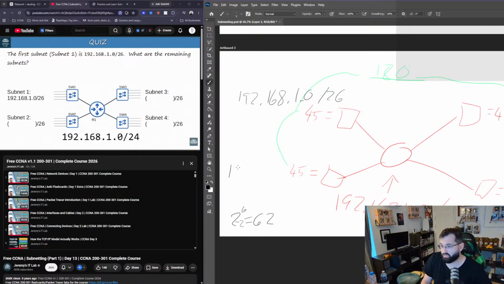So then this address should be 192.168.1.65/26. It doesn't have to be this one specifically. It could be any of these. So then you just add 65 to that again. So that should be 192.168.